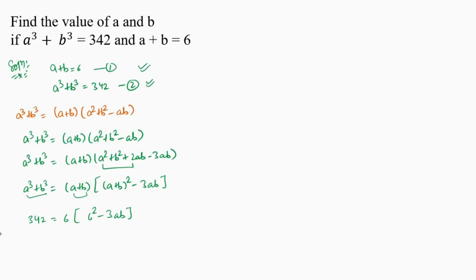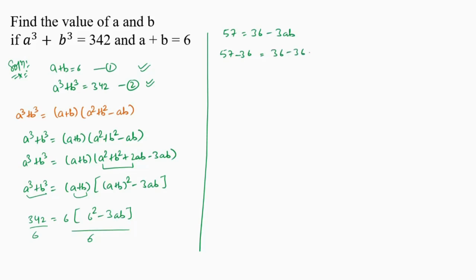Now divide both sides by 6. We get 57 equals 36 minus 3ab. Now subtract 36 from both sides. We get 36 minus 3ab, they will get cancelled out, and we get 21 equals minus 3ab. Now divide both sides by 3. We get 7 equals minus ab.